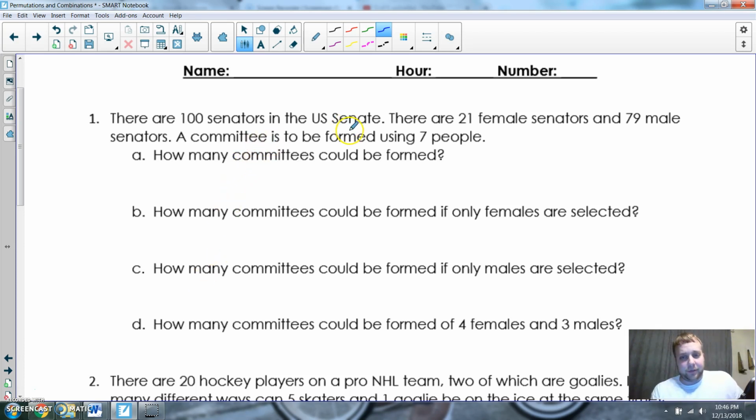There are 100 senators in the U.S. Senate. 21 are females. 79 are male senators. A committee is to be formed using 7 people. Alright, so there's 7 people needed to form a committee. How many committees could be formed?